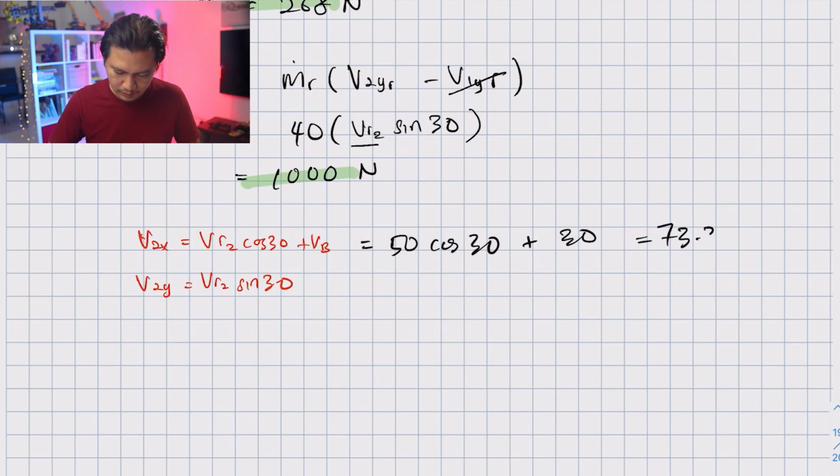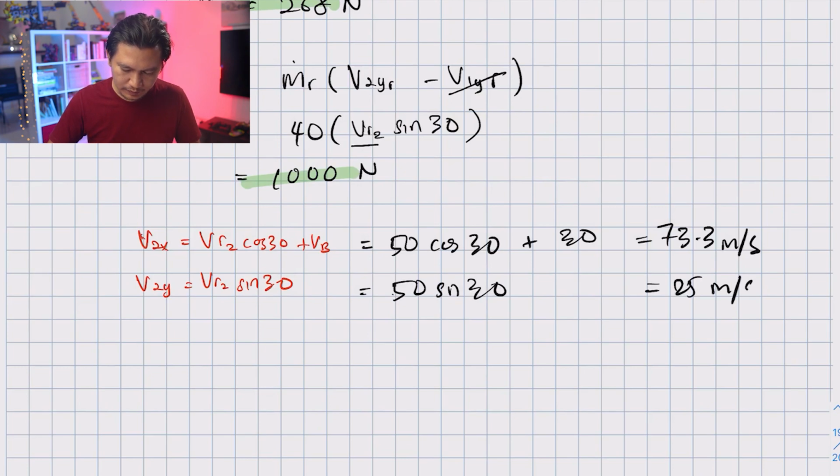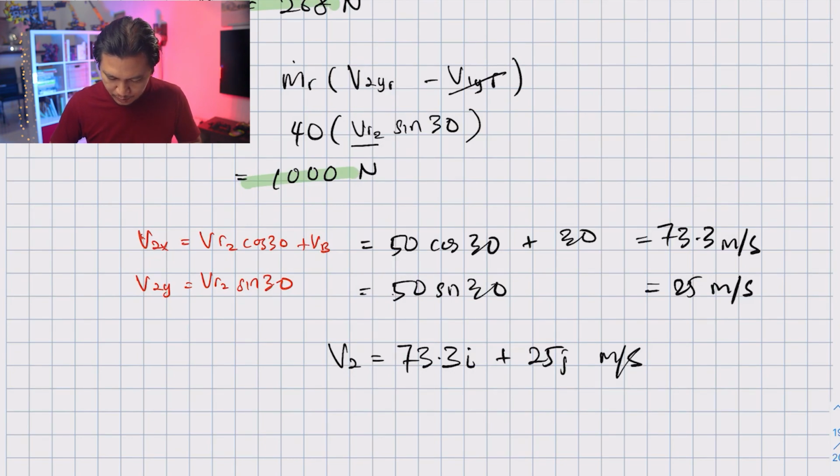73.3 meter per second. And my V2y is simply 50 sin 30. This is equal to 25 meter per second. And that is the X component and Y component of V2. And if I were to write this in vector form, my V2 is equal to 73.3 meter per second to the right plus 25 meter per second in Y direction. And therefore, I believe that you have already solved question B.